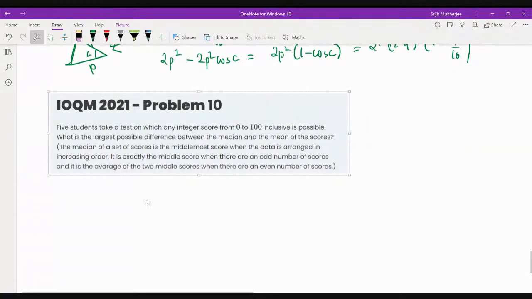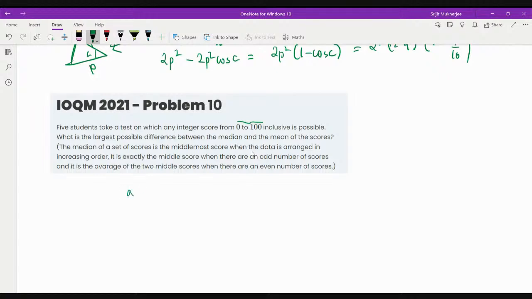Okay, 5 students take a test on which the integer score is only allowed 0 to 100, inclusive, both of them possible. What is the largest possible difference between the median and the mean of the scores? Okay, this is a really interesting problem, but I think it's an easy problem. So, largest possible difference between the median and the mean.